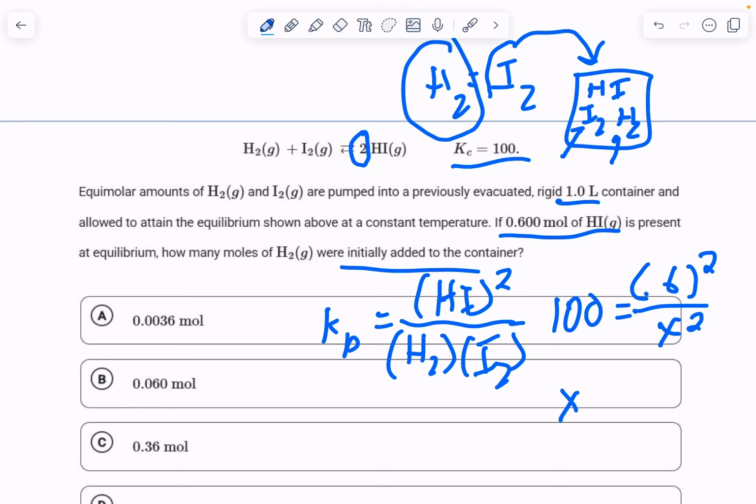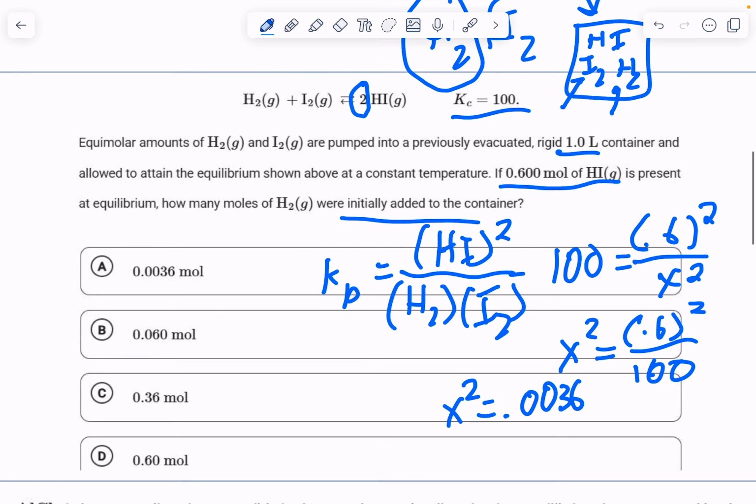Quick little trick: if anything is on the bottom and anything is on the side, you can just flip them. So that becomes 0.6 squared over 100. If you do that, x squared is going to equal 0.0036. You just plug that in your calculator, 0.6 squared divided by 100, and you get 0.0036. Then, in order to solve for x, we need to take the square root. So x becomes 0.06.